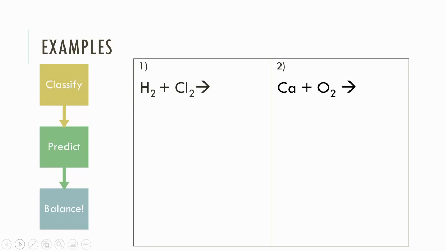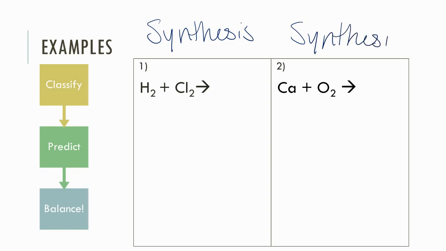Okay, so again, our 3 steps are always to classify, predict, and then balance. So I've given you the context that these are synthesis reactions. So we don't have that much trouble here classifying. So I can go on to predict, right? If my synthesis reaction is A plus B makes AB, we're going to use that as our guide.